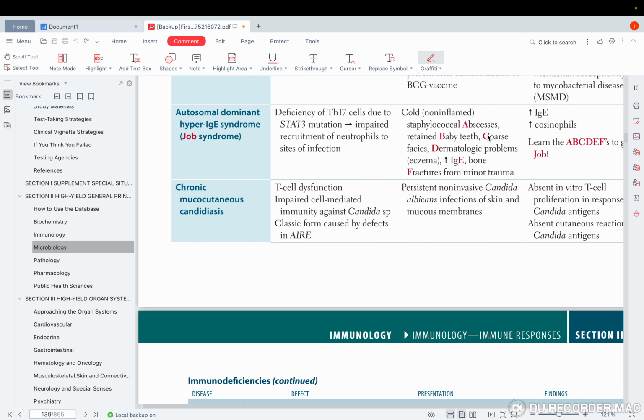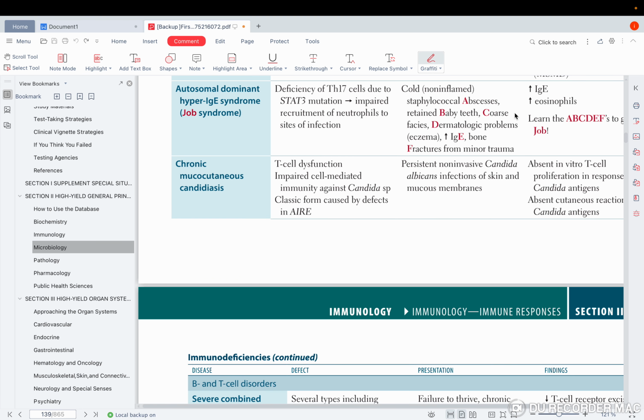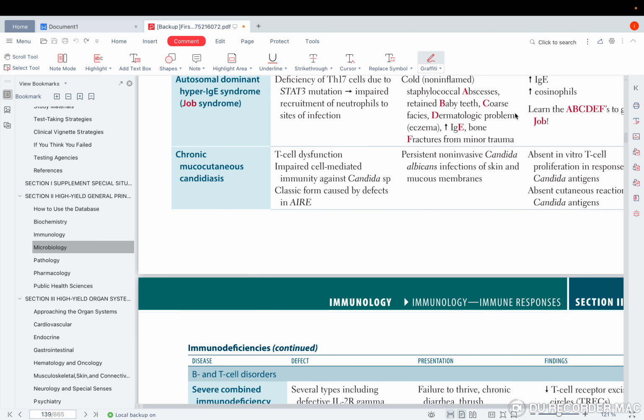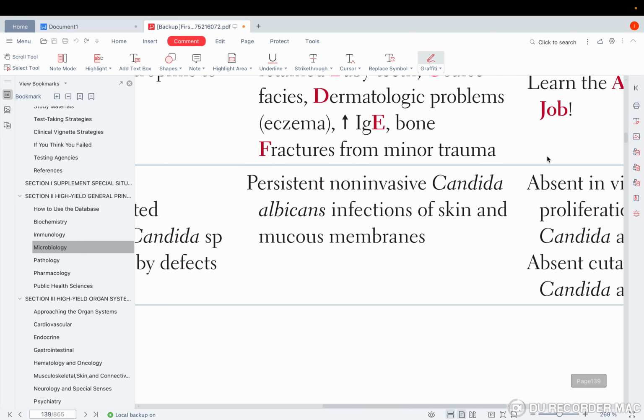They have the cold abscesses, we spoke about this today. They have so many teeth, and oh, that is what I forgot about, the eczema. They do have eczema, that's the thing. And in the actual exam, they mentioned the fracture from a minor age.